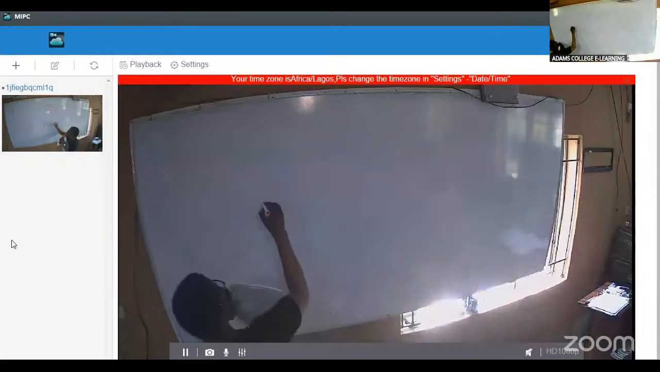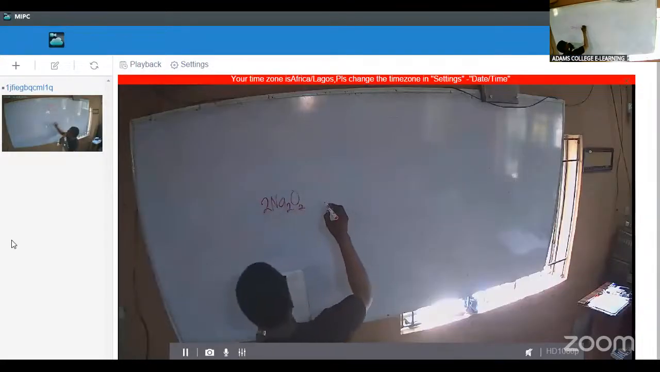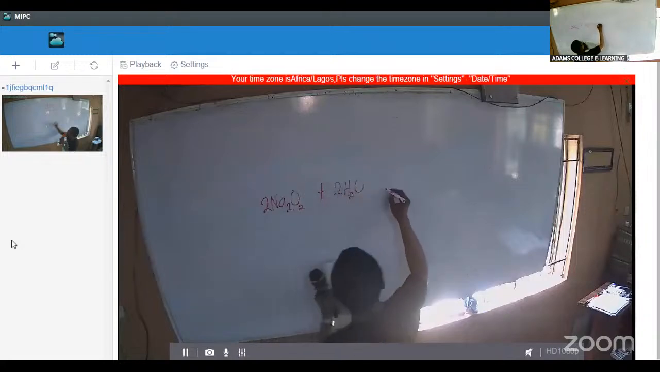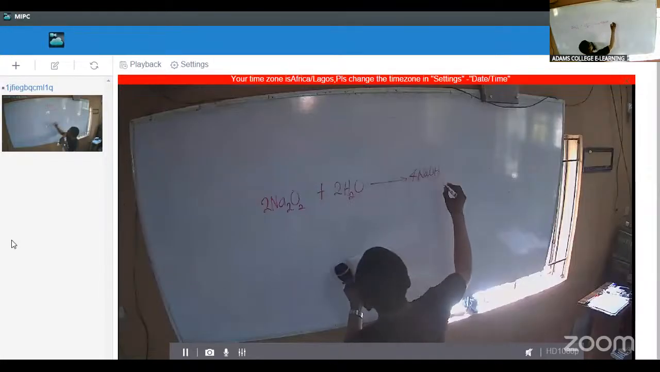Right. The substance that is oxidized in the reaction below is... everybody should miss this. Sodium peroxide plus 2 water gives 4 sodium hydroxide plus oxygen.